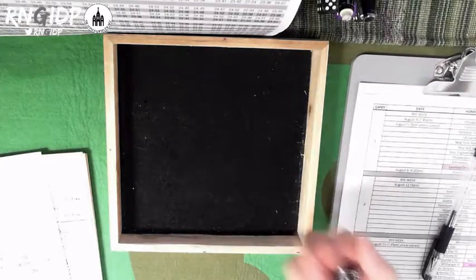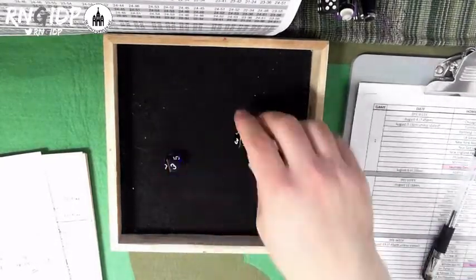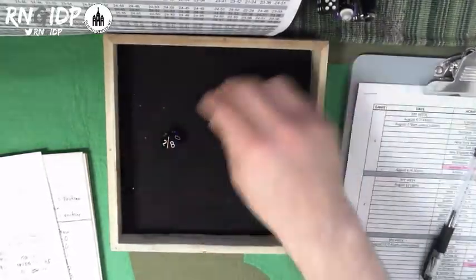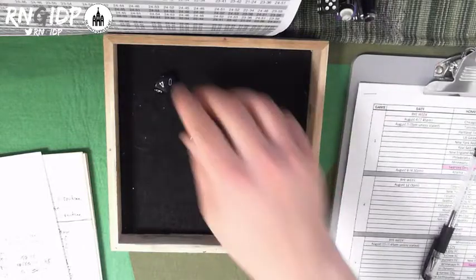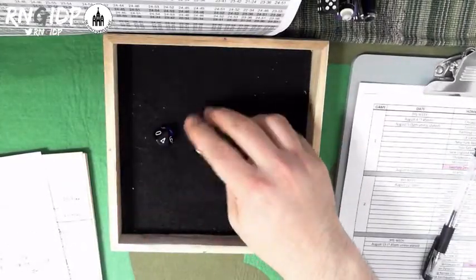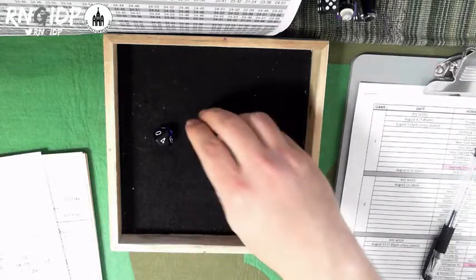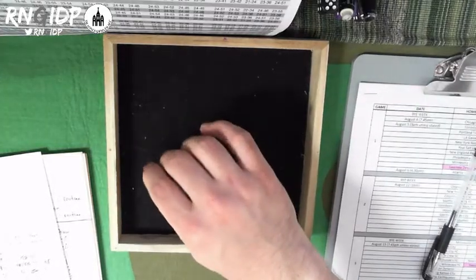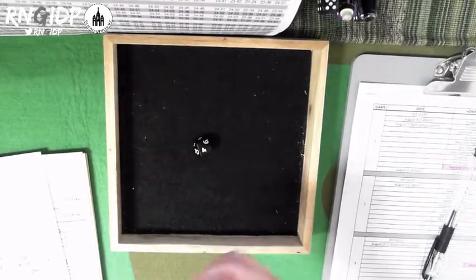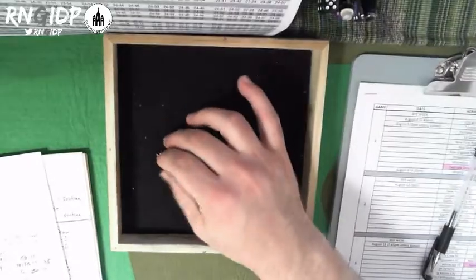Alright, so let's try this again. Purple is the 10, so that's a 35. That's an 87. A 41. So let's see, if it's a 10 on here, and a 10 on here, or a 0 on here, I guess. A 0, that would be 100.